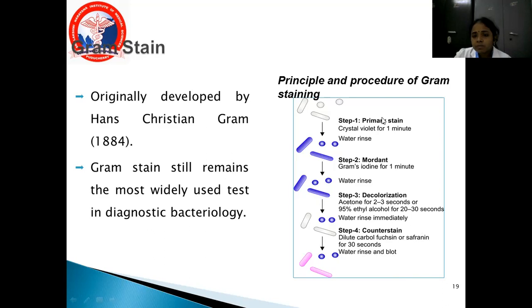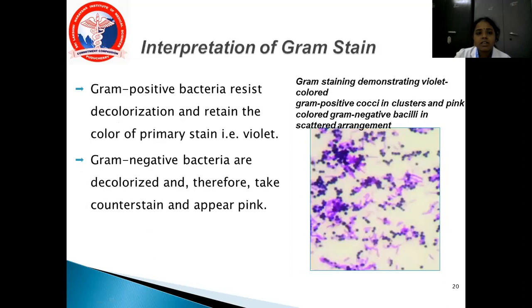One more thing: what alternative primary dye can we use other than crystal violet? Methyl violet we can use. In case of acetone decolorization, we can use 95% ethyl alcohol. In case of counter stain, safranin is an alternative dye. Generally we use dilute carbol fuchsin, and safranin is an alternative. So this is the interpretation of gram staining.